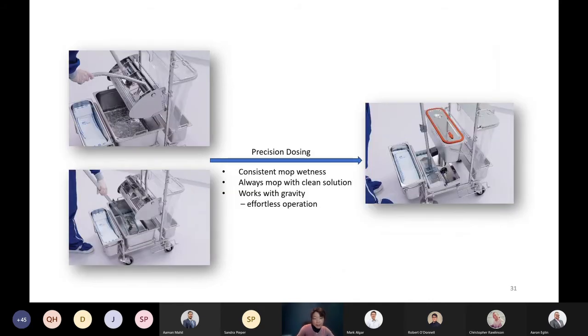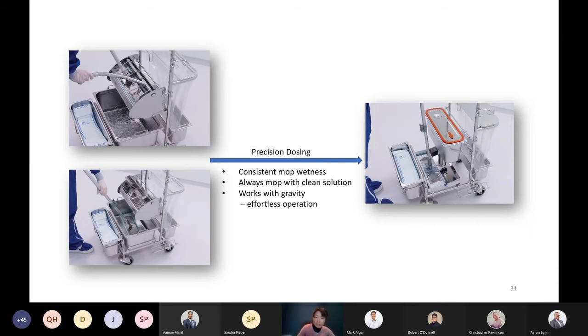And next is the precision dosing. This really replaces the existing process to rinse, dip, and then wring the mop. You don't ever have to do that. Everything is done by this precision dosing. Again, just to quickly go through that, first, you put this piston inside the bucket.